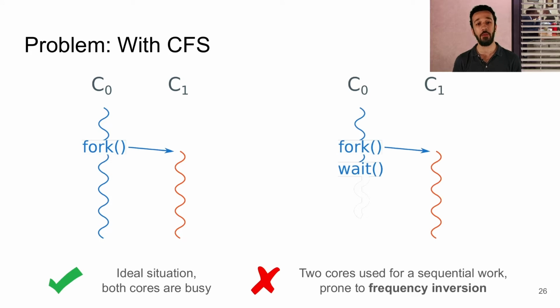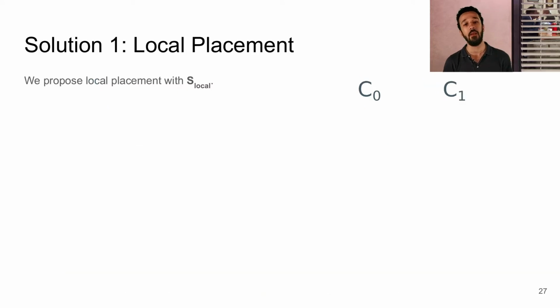Now, if the parent thread immediately calls the wait system call after the fork, C0 becomes idle. A busy core becomes idle while an idle core becomes busy. This situation is prone to cause a frequency inversion. Now, let's see the first solution we propose, local thread placement.